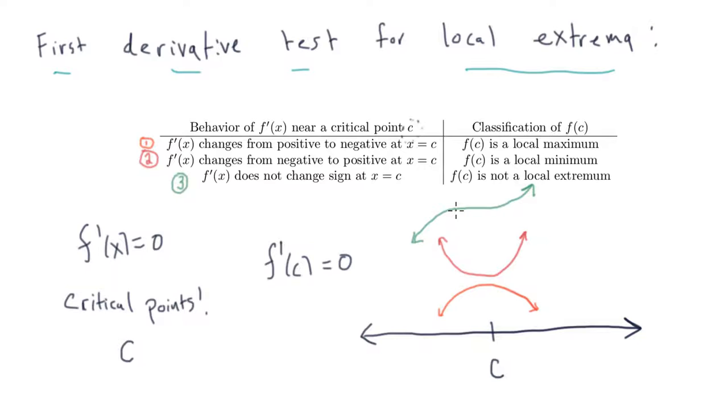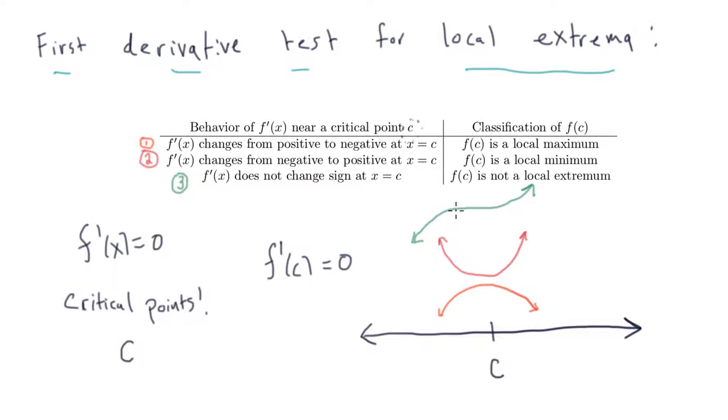Okay, so hopefully that makes sense. If you change from positive to negative at a critical point, then you're a local max. If you change from negative to positive, you're a local min. If you don't change sign, then you're neither a local maximum nor a local minimum.